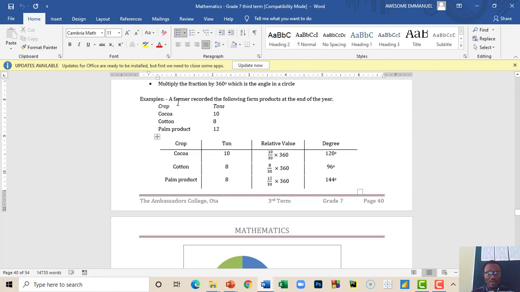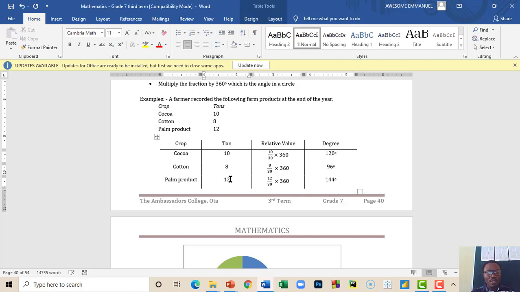So the first question we have here: a farmer recorded the following farm products at the end of the year. We have the crop and we have the tons. Cocoa is 10, cotton is 8, and palm product is 12. If we want to represent this information on the pie chart, we'll bring the cocoa here, 10 tons, cotton is 8 tons, then palm product is 12. So we'll get their relative value, then bring it to a degree.